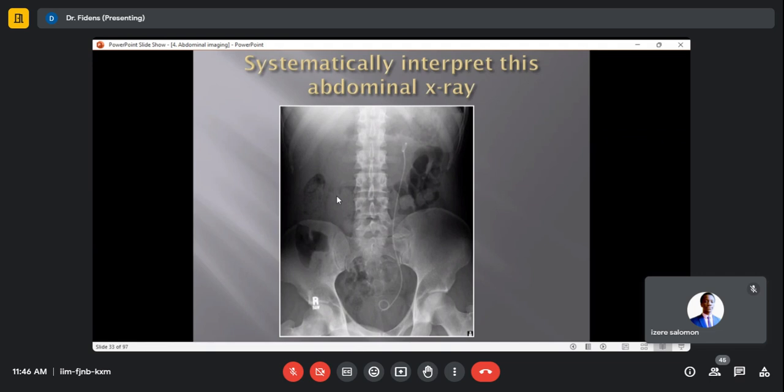Okay. The last thing is about the psoas muscles, major psoas muscles. The right side is here. You can see it here. The left also is there, but it is superimposed with this air-filled colon. But it is there. The shadow is there. You see?